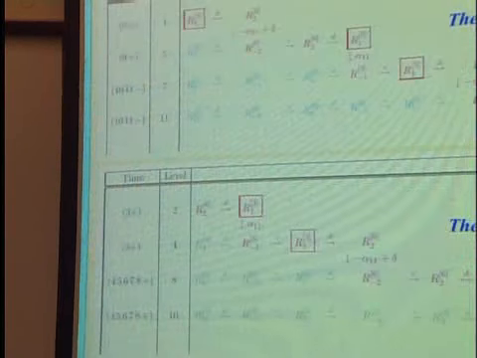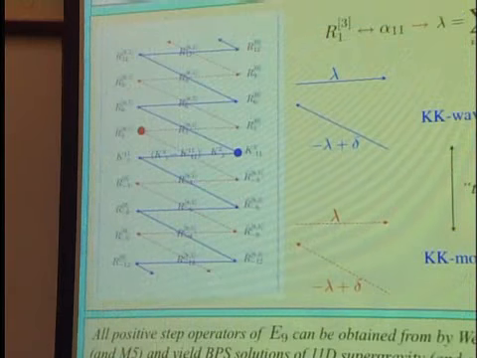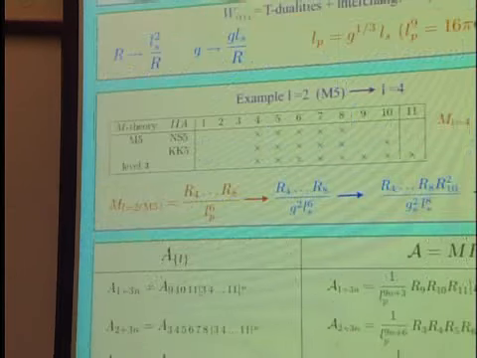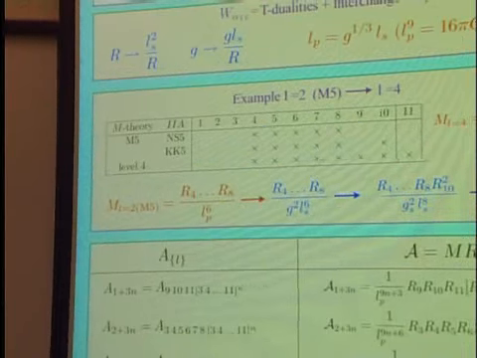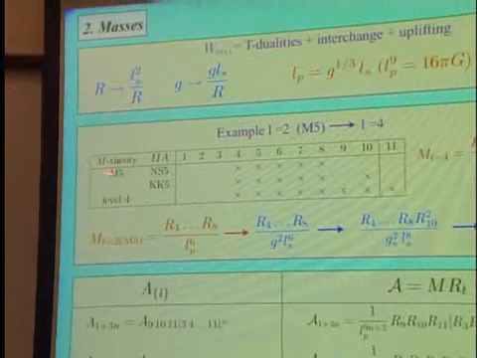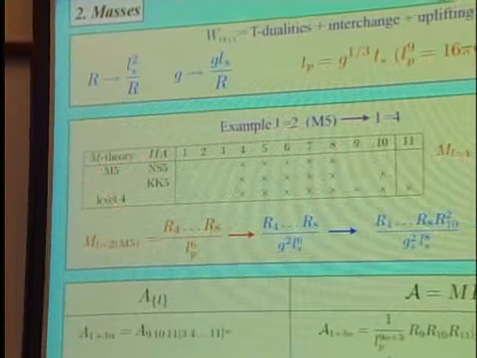Okay, so we were looking at the mass. So here we have the charges, and now here we have the mass. And so the example is the M5. We know that by this pi reflection we go to the level 4.